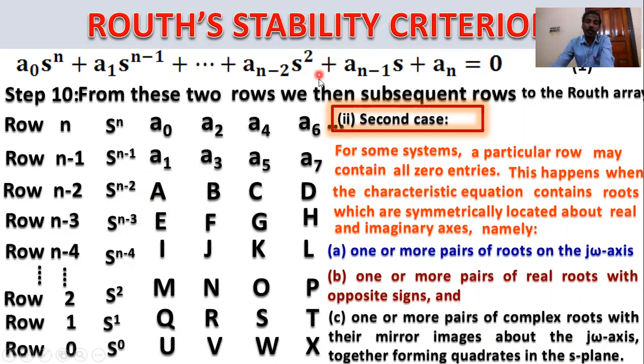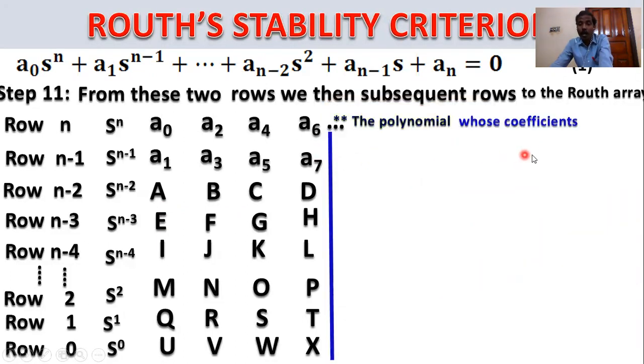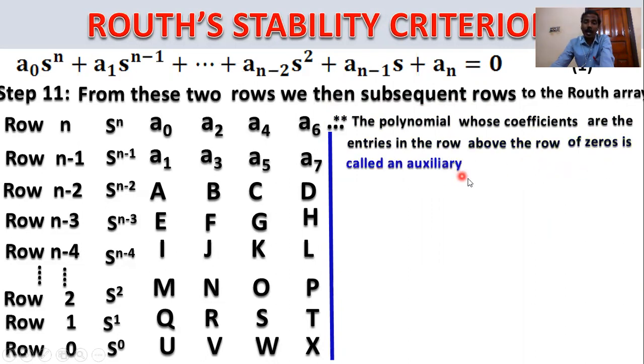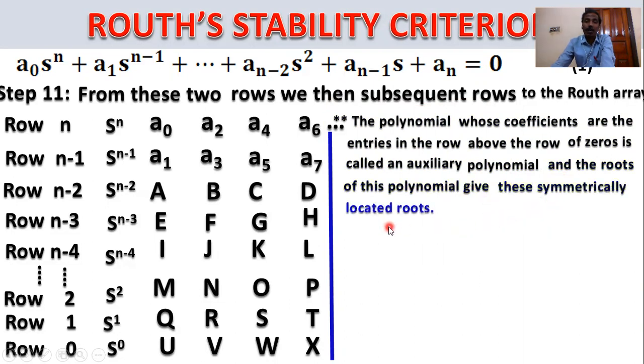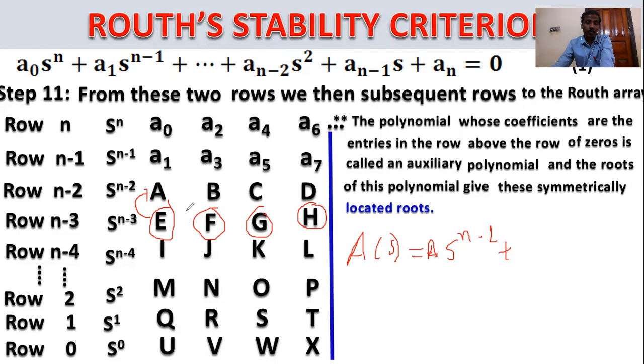If a complete row is zero, then put in the auxiliary equation. So what is the concept? The polynomial whose coefficients are the entries in the row above the row of zeros is called an auxiliary polynomial, and the roots of this polynomial give the symmetrically located roots. Suppose this row is 0, 0, 0, 0. Then the auxiliary equation A(S) equals the upper row: A times S to the power n, then S to the power n minus 2, plus B times S to the power n minus 4, plus and so on.